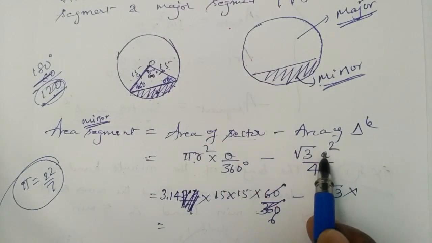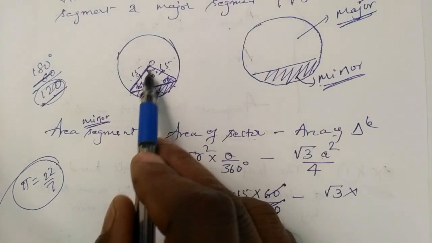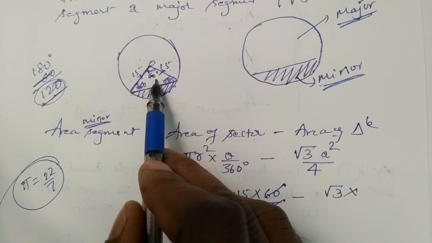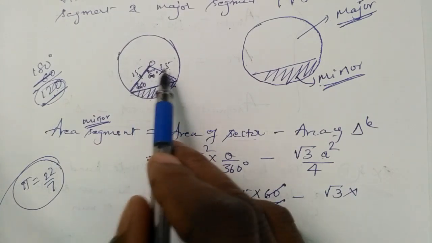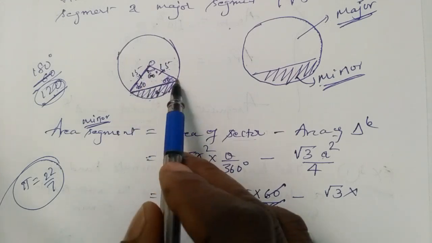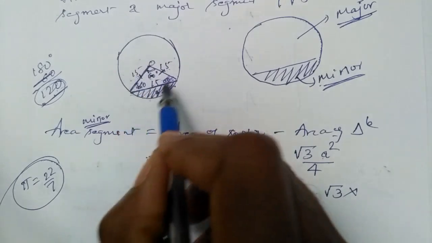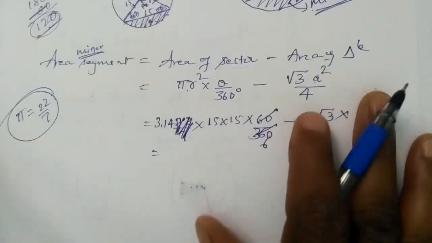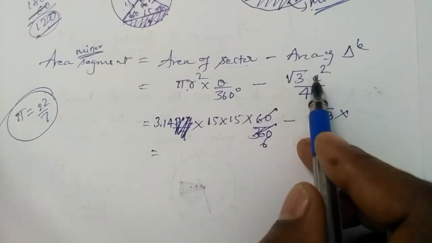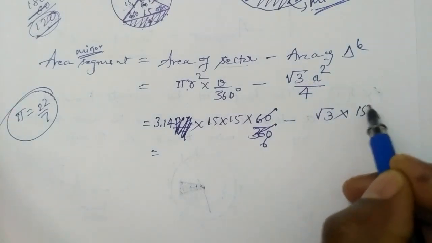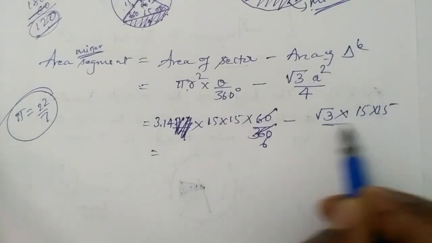Here, what is the value of a? A is the side of the equilateral triangle. Before, when two sides were equal, we said it is an isosceles triangle, but later all three angles became equal, so now it is equilateral, as all three sides are equal: 15, 15, 15. So here a is the side of the equilateral triangle, that is 15. 15 into 15 by 4.